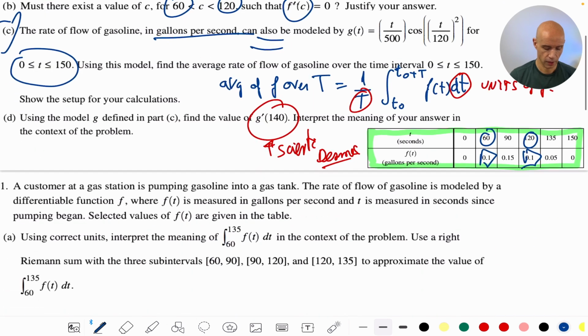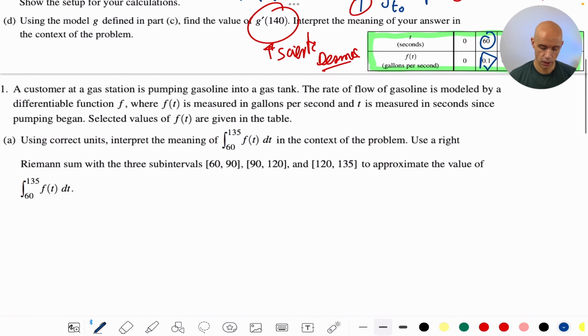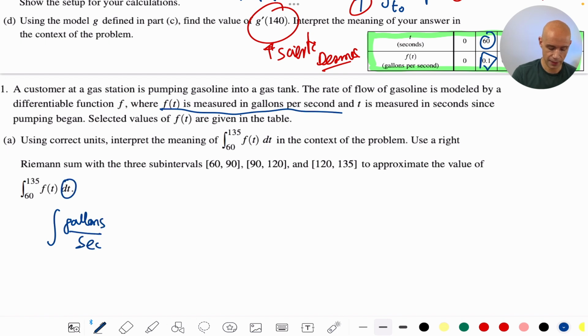Okay, so first question, the meaning. You have an integral where f is measured in gallons per second, so you have something that is gallons divided by second. But then dt is time. It doesn't matter that the d means small, it's a small amount of time, but still time, so it's seconds. So they cancel out, and what you get when you integrate is gallons.